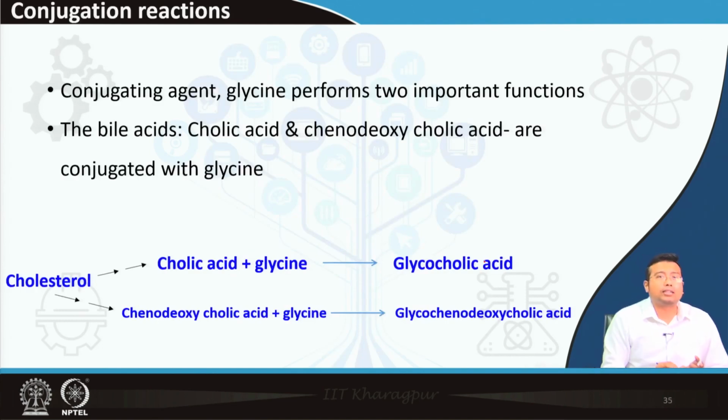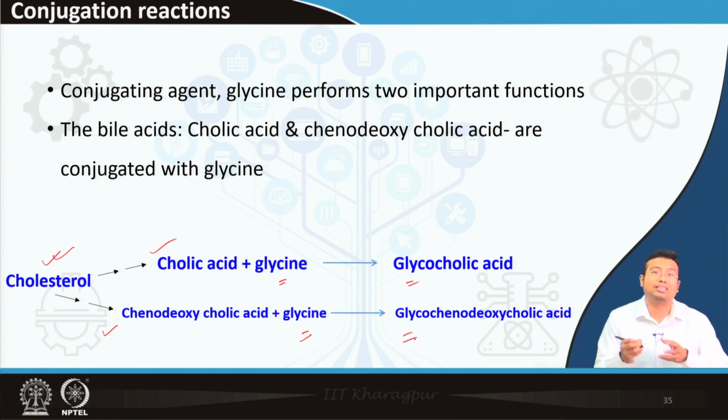Next, conjugation reactions. In conjugation reaction, glycine is an important conjugating agent for two things we will be discussing over here. Number one is bile acid. In cholesterol metabolism, you have been taught how cholesterol, with the help of several intermediate steps, is converted to primary bile acids like cholic acid and chenodeoxycholic acid. They conjugate with amino acids like taurine and glycine. In this case, since it is a glycine class, we are discussing glycine conjugation. So, they are conjugated with glycine to form glycocholic acid and glycochenodeoxycholic acid.